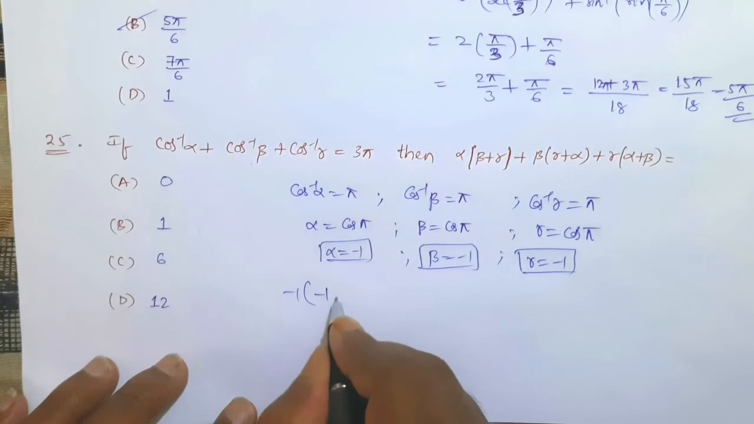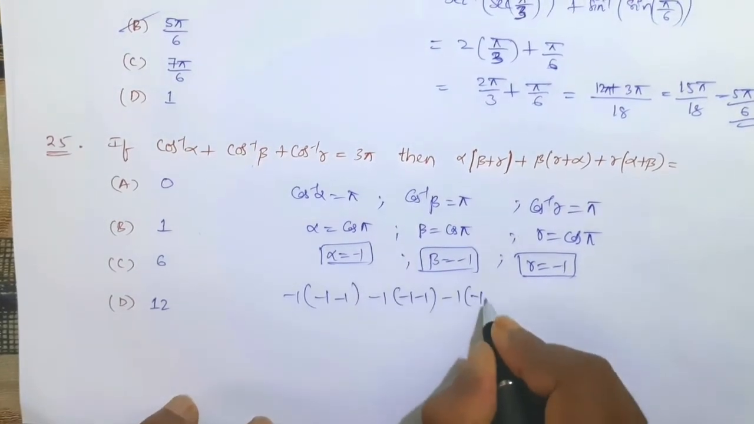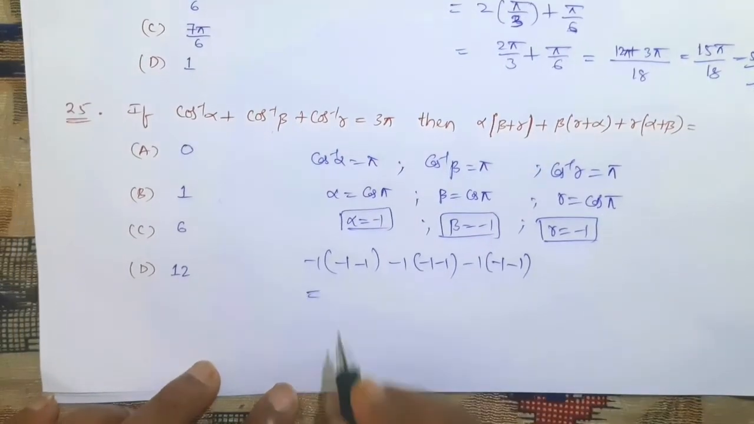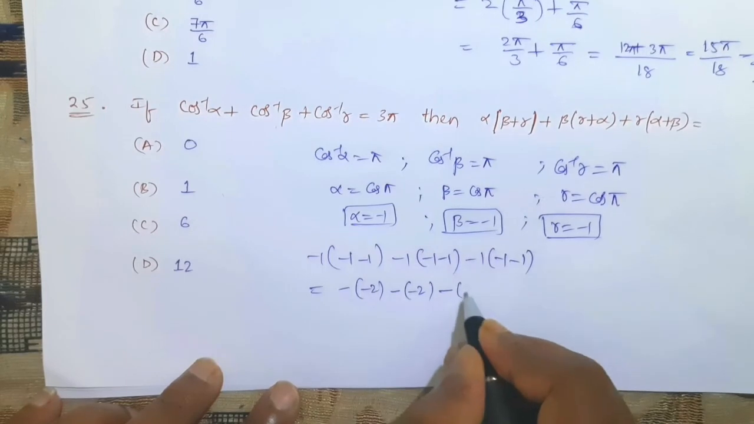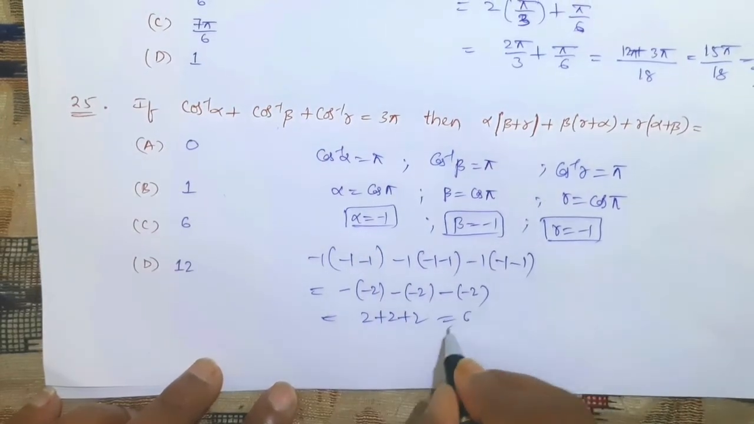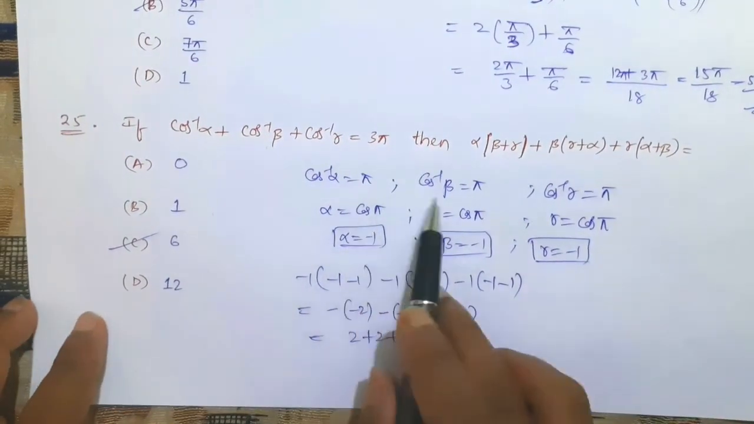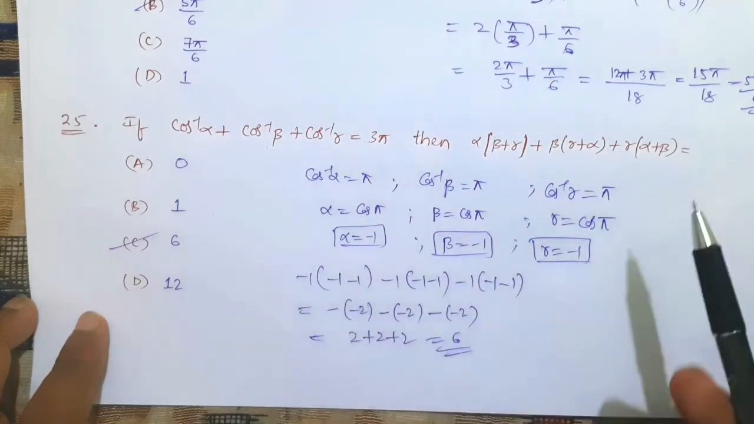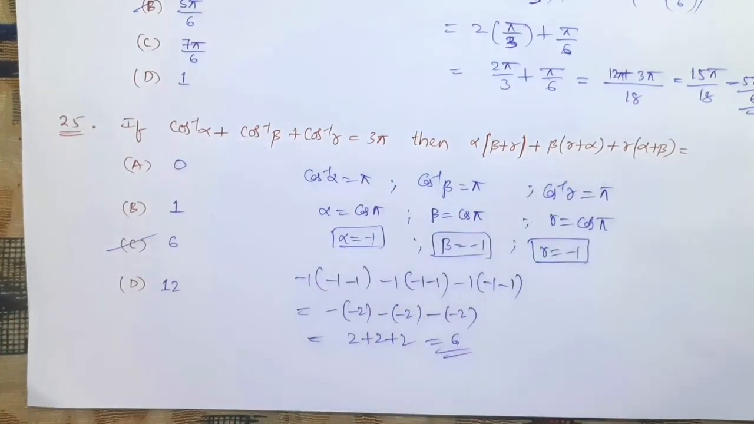So minus 1 into (minus 1 minus 1), minus 1 into (minus 1 minus 1), minus 1 into (minus 1 minus 1). If you simplify this, minus of minus 2, minus of minus 2, minus of minus 2, which is 2 plus 2 plus 2, which is equal to 6. See, if you remember this method, it will be very easy. Otherwise you cannot simplify, you cannot find the value. You may think that it will be difficult.